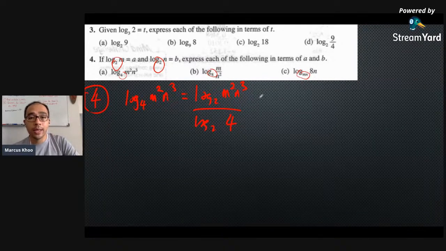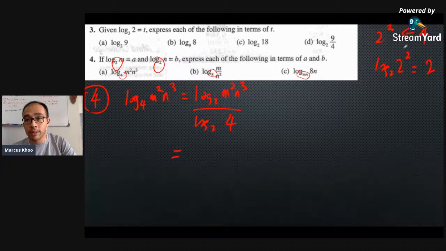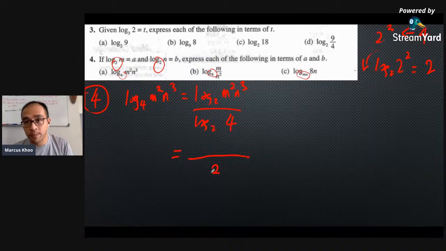Okay? Now, let's talk about log 2, 4 again. So 4 equals 2 squared. Okay? So log 2, 2 squared is actually equal to 2, because I bring the 2 forward, 2 times 1 is 2. So the whole thing over here is over 2. Okay? Then I can split this using plus.